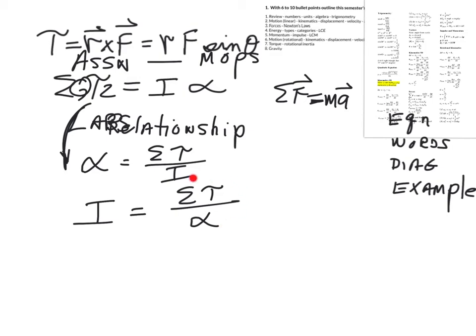So this ratio captures the notion of resistance to angular acceleration. And that's how you should think about rotational torque. So if this relationship is a definition of anything, it could be used as a definition of rotational inertia, which is, in words, resistance to angular acceleration.